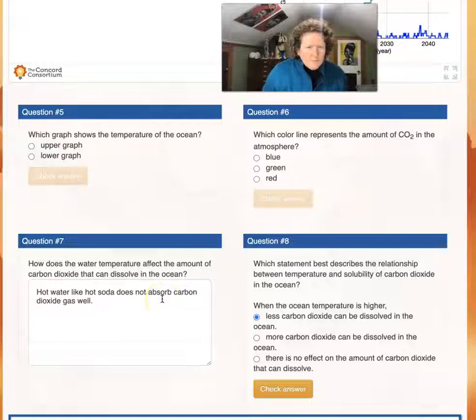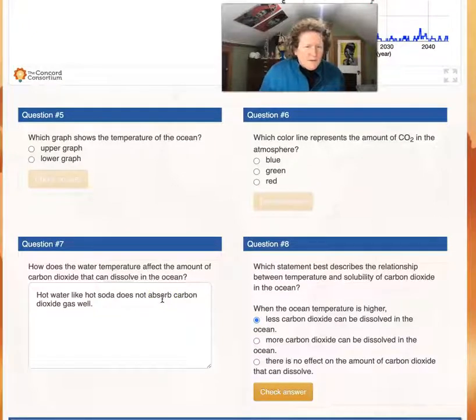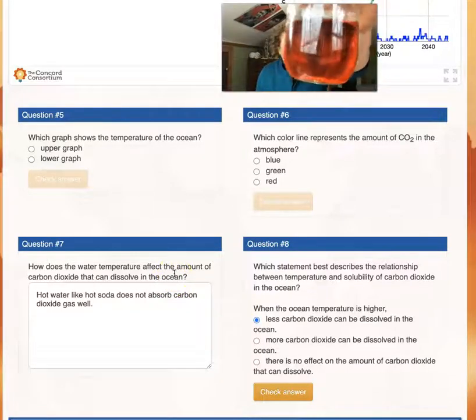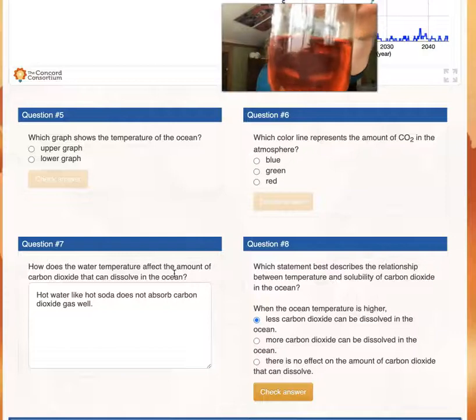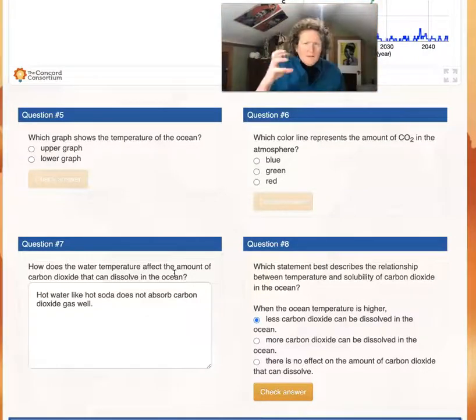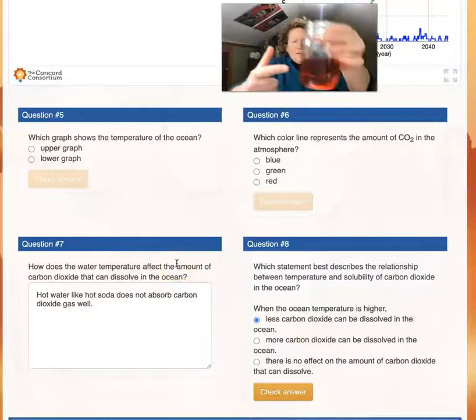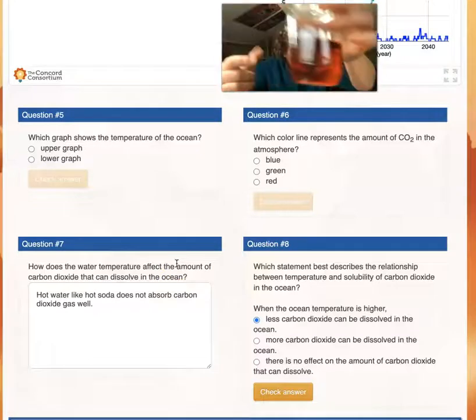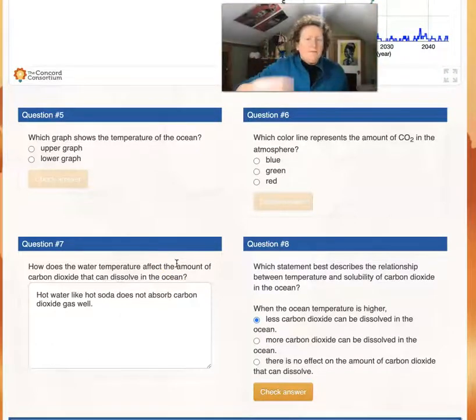How does the water temperature affect the amount of carbon dioxide that can dissolve in the ocean? Well, we know hot carbonated water or hot soda doesn't hang on to its fizz very long. Gas does not dissolve in hot water well. So as we heat the ocean up, the carbon dioxide is going to fizz out into the atmosphere, and the atmosphere is going to have more carbon dioxide. The ocean will have less carbon dioxide and the atmosphere will have more.